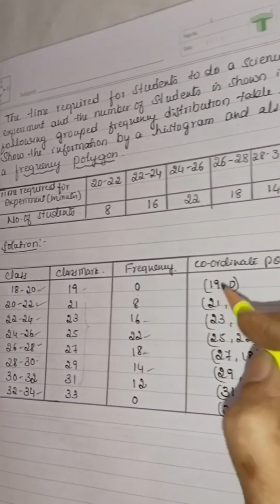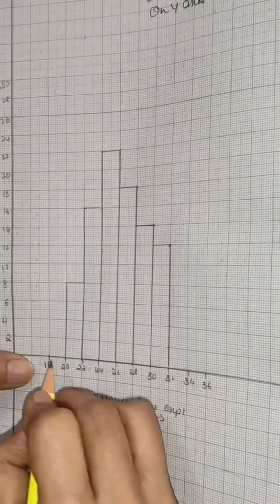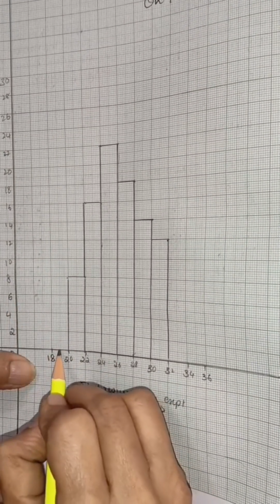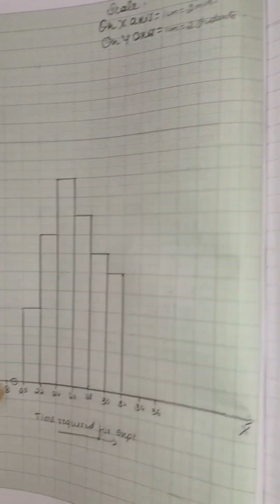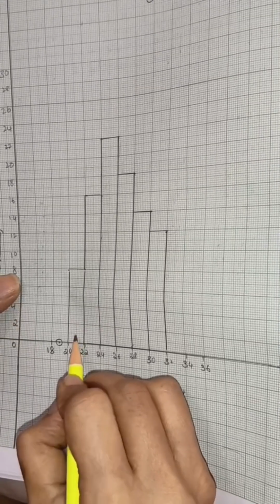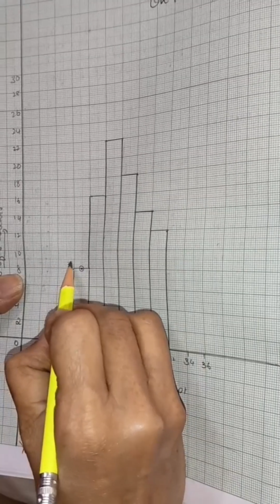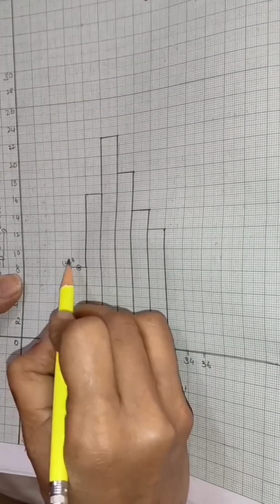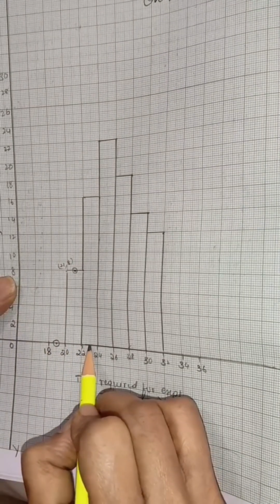Now take these coordinates: 19 and 0. x-axis is 19, y-axis is 0, means here. Then coordinates 21 and 8. x-axis is 21 and y-axis is 8. In between, the midpoint comes. See, here it is, 21 and 8. Similarly 23 and 16.